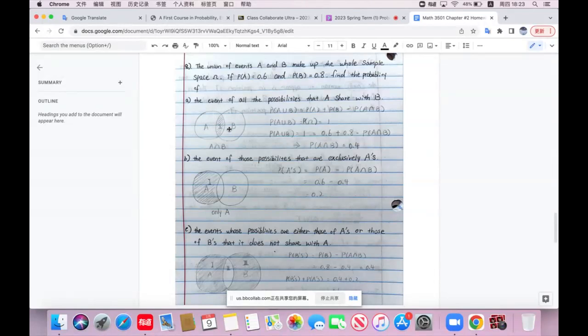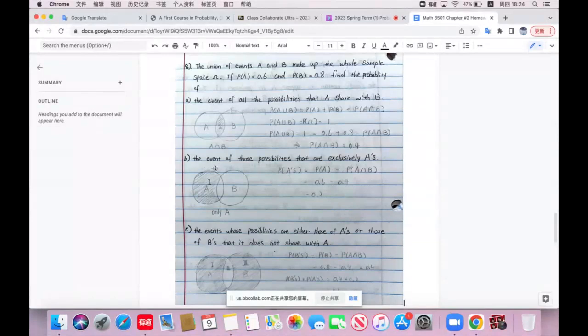So I drew a diagram. We need to find the probability of the middle part. And we're using the equation P(A union B) equals P(A) plus P(B) minus P(A intersection B). And in this question, the probability of A union B is equal to the probability of the whole sample space, which is equal to 1. Then we just plug in all the numbers, and we will get the probability of A intersection B equal to 0.4.